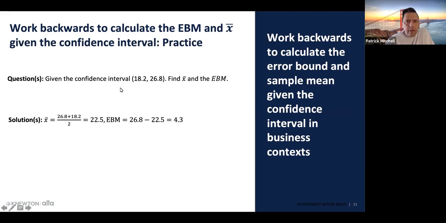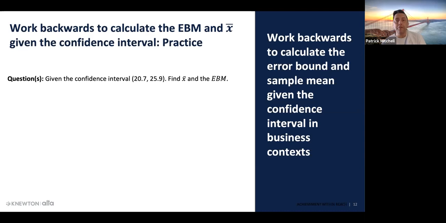All right, next. We have another example. This is one that you can try. It's exactly the same kind of thing as what we were just doing. So again, to find the sample mean, take the average of the upper and lower limits. The average of 20.7 and 25.9 is 23.3. And then to get the error bound for the mean, you take the upper limit minus the sample mean, and that gives you 2.6.